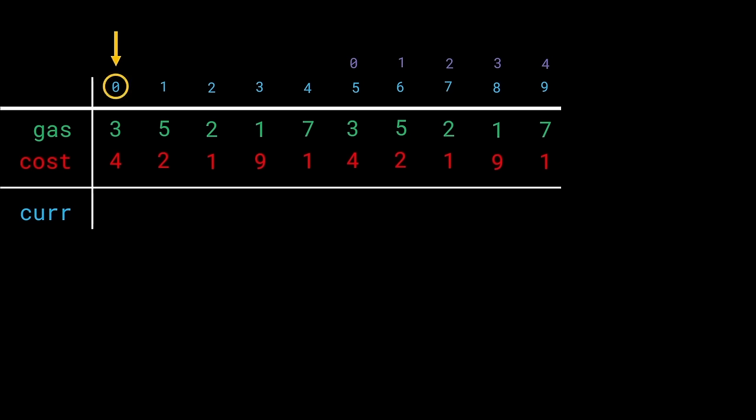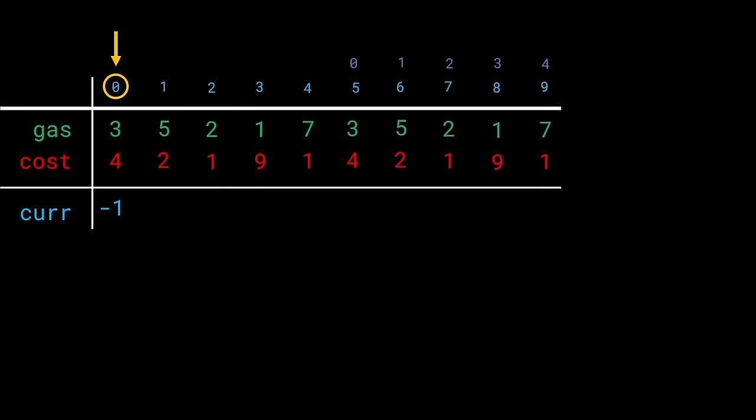Now, this is our starting index. We start off with an empty gas tank. We fill in 3 units of gas and the cost is 4, which means that the current is minus 1. Well, that is not so good. We have 3 units of gas with us and to go to the next station, we require 4, which means that we don't have enough gas to go to the next station.